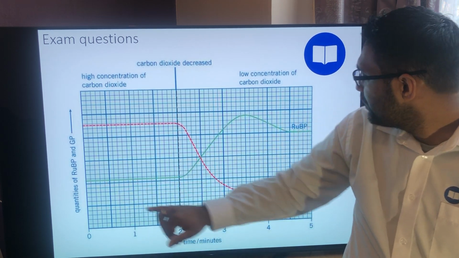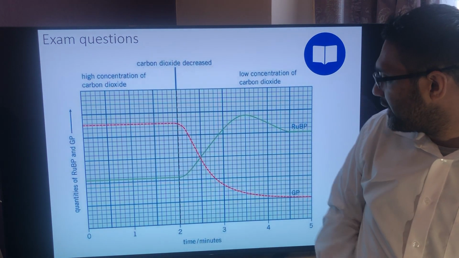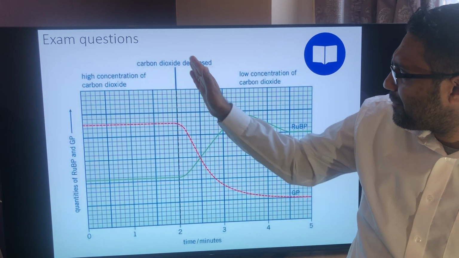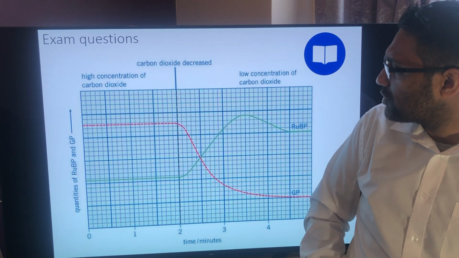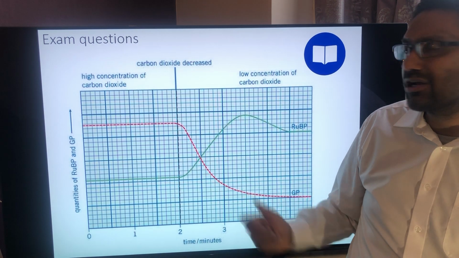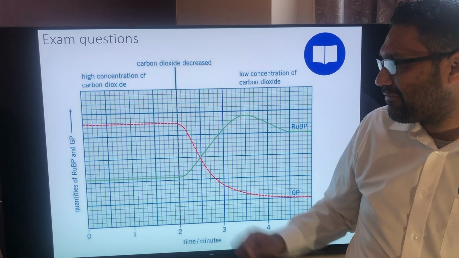The green line is your RUBP, the red line is your GP. Well, what can you tell about the quantities? And then what happens when you suddenly stop giving it carbon dioxide? You need to be able to interpret this. This is a typical exam question that comes up, this kind of picture about photosynthesis.